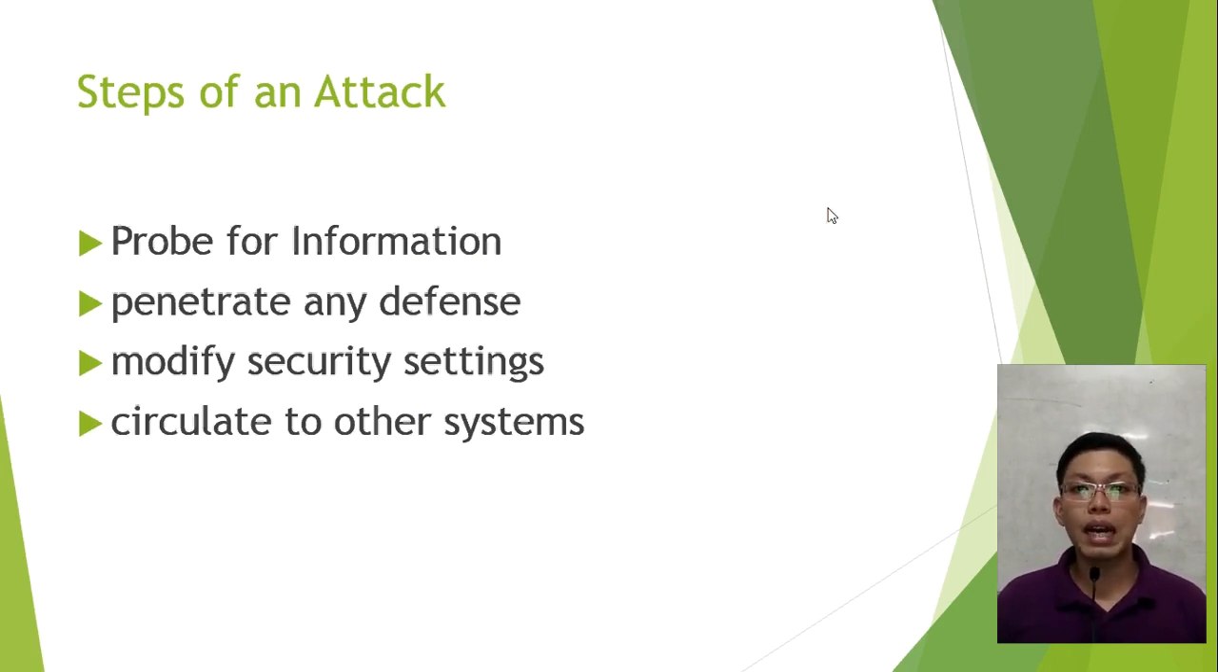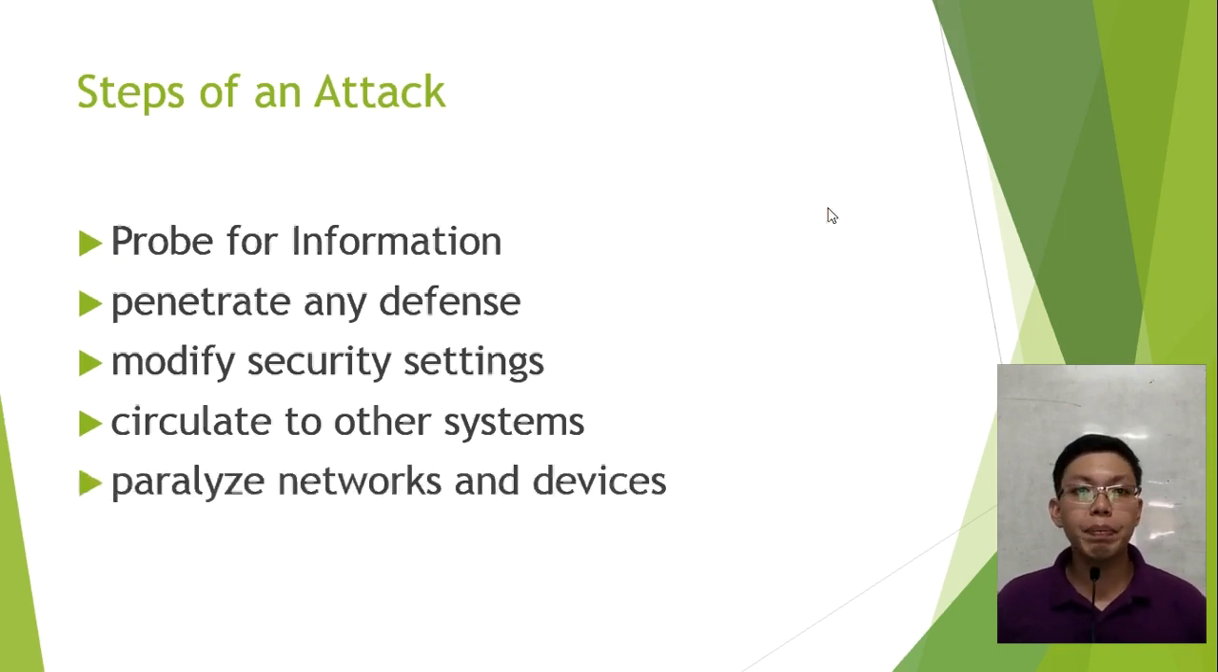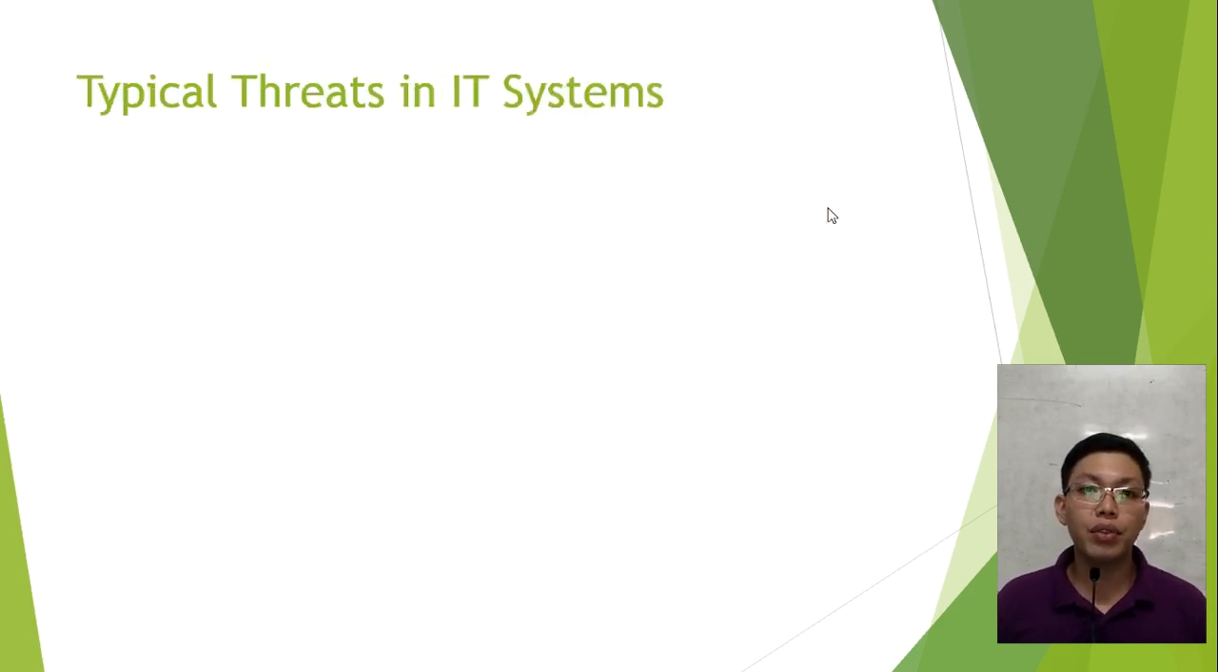The last step of an attack is to paralyze your networks and devices. After passing and performing the previous steps, the attacker can now control your computer and perform anything they want on your data. Also, I want to share with you the different possible threats in IT systems. And there are 3 categories of threats. We have threats on hardware, software, and data.